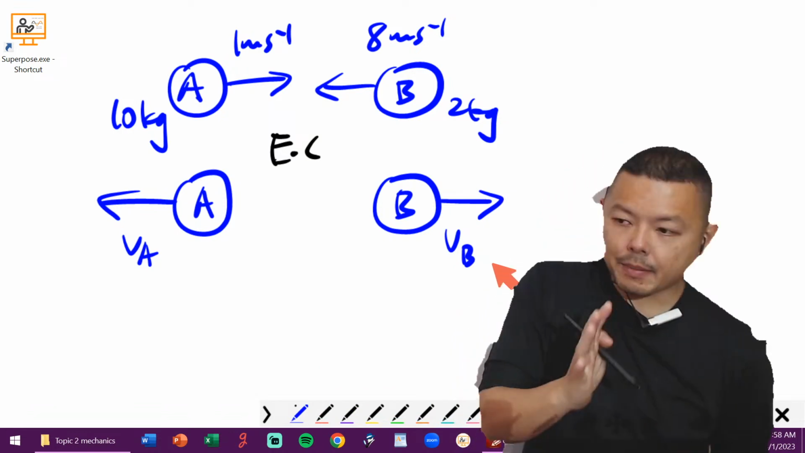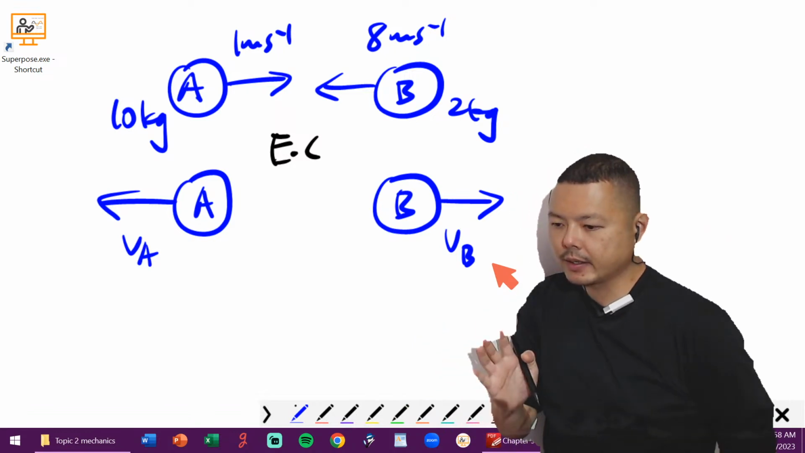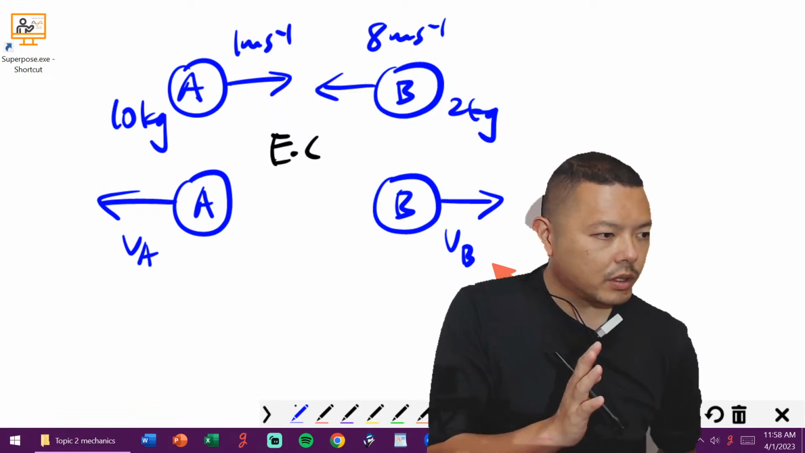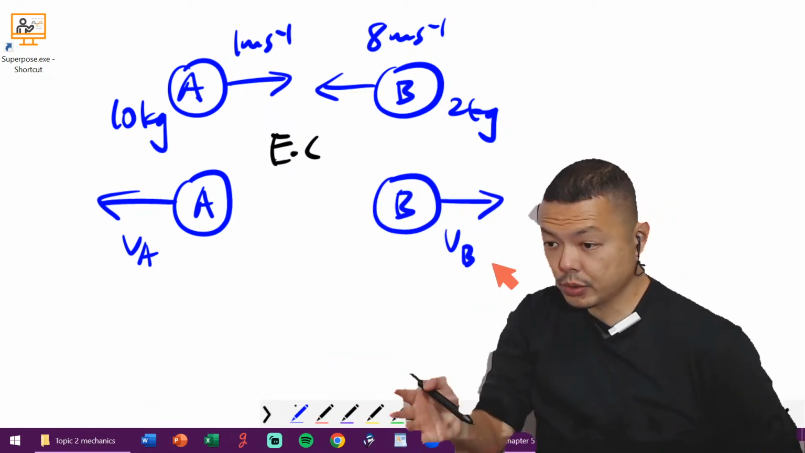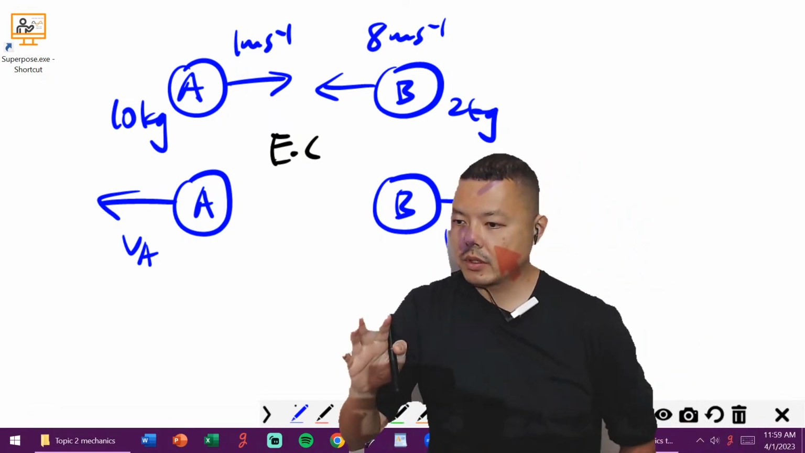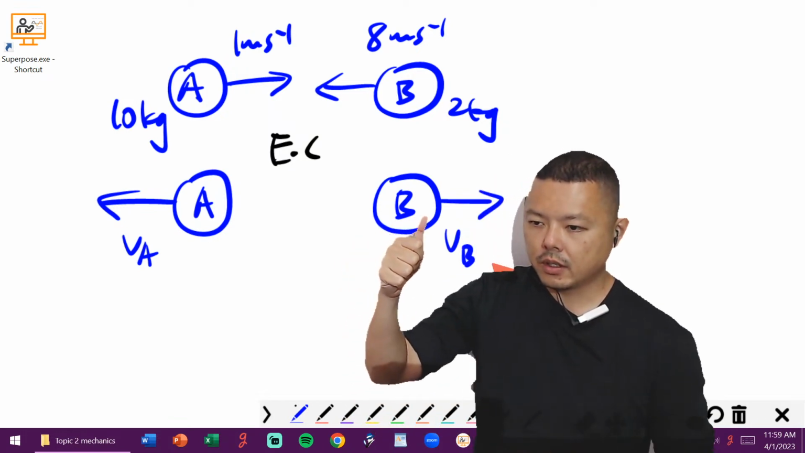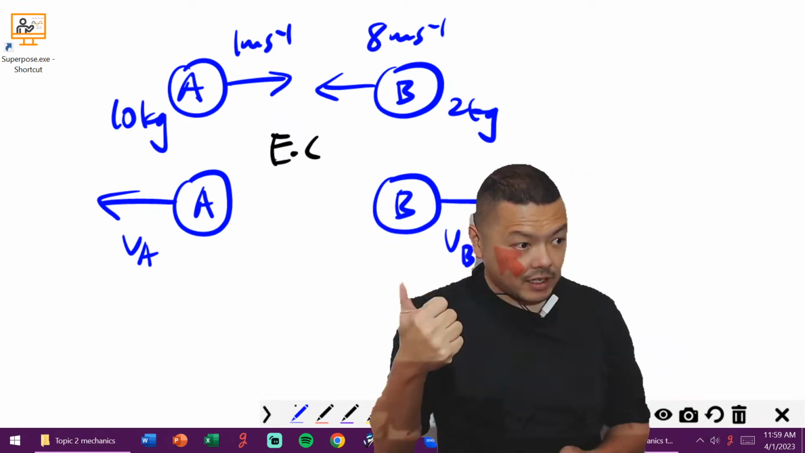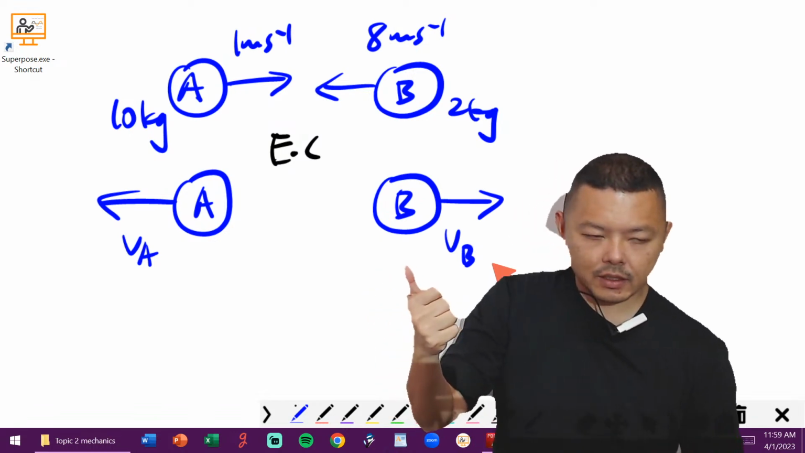But let me just guide you with this first. Please listen to the guidance. Let me remind you one thing. Since you have two unknowns, how many equations do you need to use? You need to use two equations, right? For elastic collisions, do you have two equations? What are the two equations that you can use? The momentum equation, the conservation of momentum equation, and what's the other?